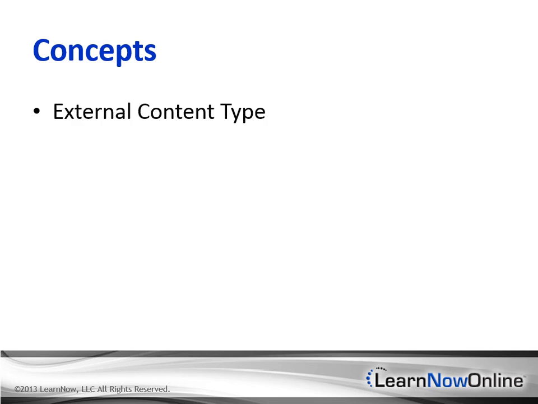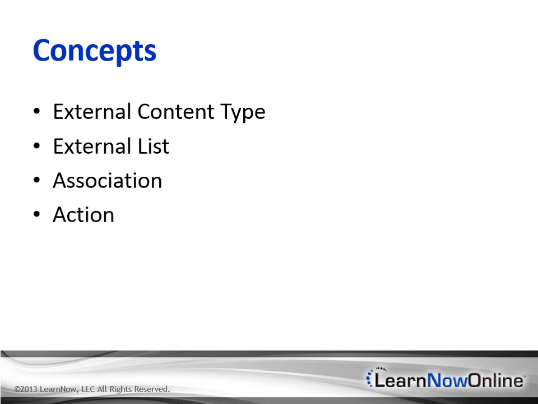So some of the concepts: we have an external content type, and we have an external list. These items are also known as external entities. BCS also supports declaration of the relationships between these entities by defining associations. And then you could use those associations with business data web parts. So you can create pages that have parent-child relationships.